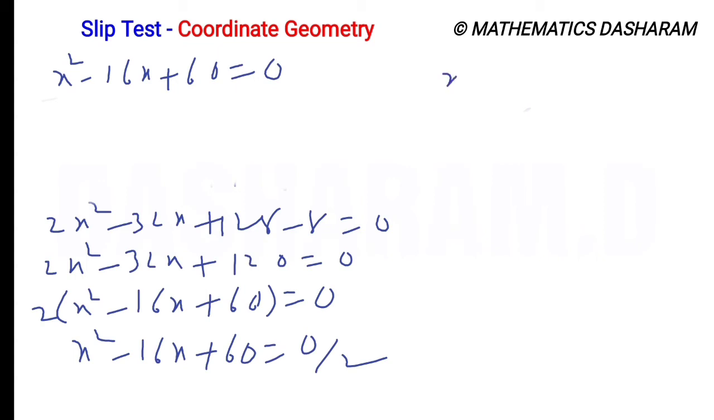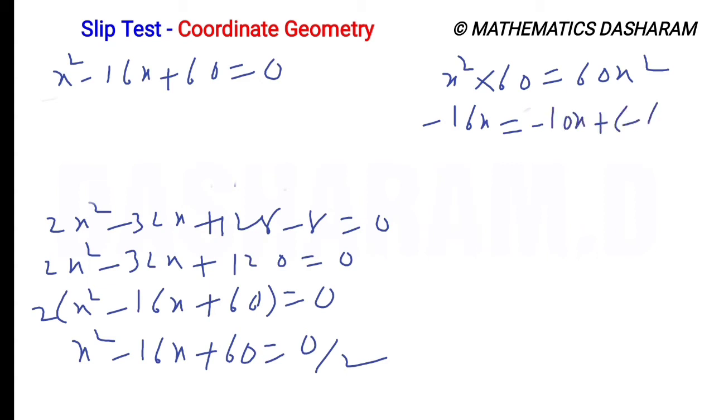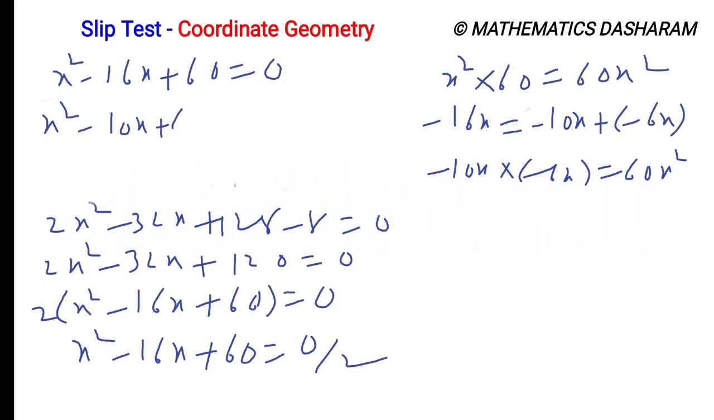Here the first term is x square and the last term is 60, so 60x square, and the middle term is minus 16x. So the minus 16x can be written as minus 10x plus minus 6x, and minus 10x into minus 6x is 60x square. That is why in place of minus 16x we can write minus 10x plus minus 6x, plus 60 equals 0.